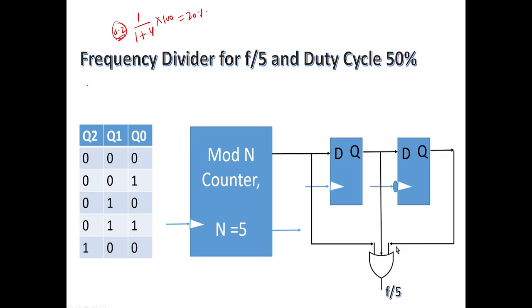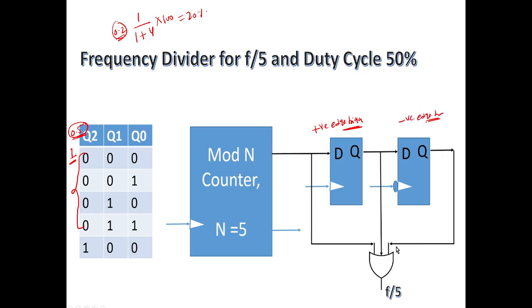So you need to alter the frequency by how much? From here you need to take out one cycle. Again you need to take out 0.5 cycle. If you want to alter the output frequency by one cycle, you need to use a positive edge trigger D flip-flop. And if you want to alter the output frequency by 0.5 cycle, you need to use a negative edge trigger D flip-flop.